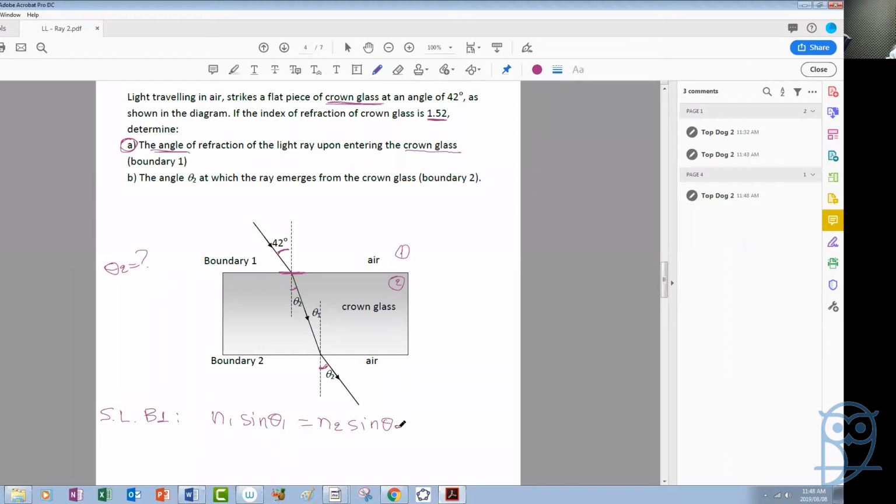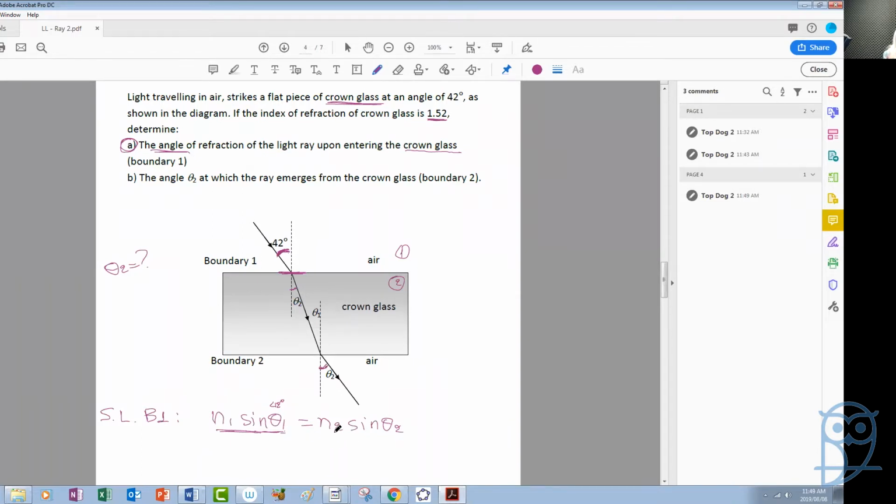Now let us make sure that we understand what is N1, what is 1, and what is 2 in this scenario. So N1 is obviously the particulars of the medium where the light enters the second medium. So this obviously refers here to the air. So N1 is the index of refraction of air, and θ1 is obviously the angle of incidence, which is 42 degrees, and it's given.